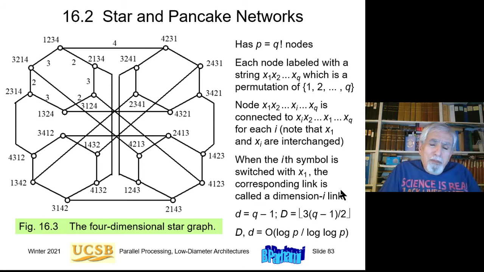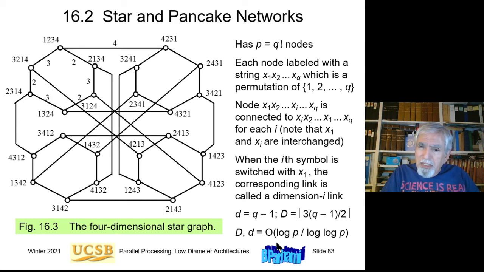Okay, so why have we bothered to, as I said, you can define millions upon millions of interconnection networks by thinking up different connectivity rules, different labeling schemes for the nodes, and so on. So why is this good? It turns out that this has diameter q minus 1, whereas it has q factorial nodes. Remember, a hypercube had diameter q, 2 to the q nodes. Well, q factorial is a larger number than 2 to the q. Okay? So this one has roughly the same diameter as the hypercube, but a larger number of nodes.